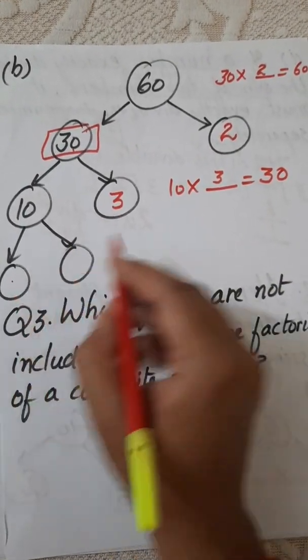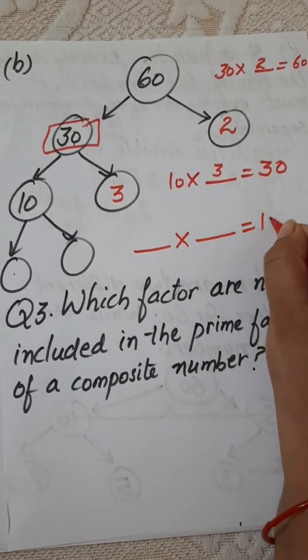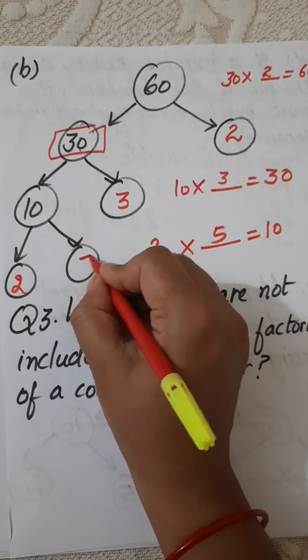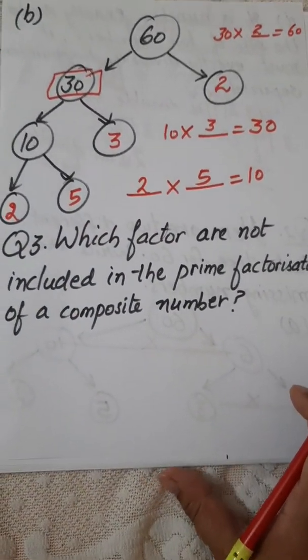Now here both are the missing parts. So by which number do I multiply the other number so that I will get 10? So this is 2 5s are 10. So here I have 2 and 5. So these are the missing numbers.